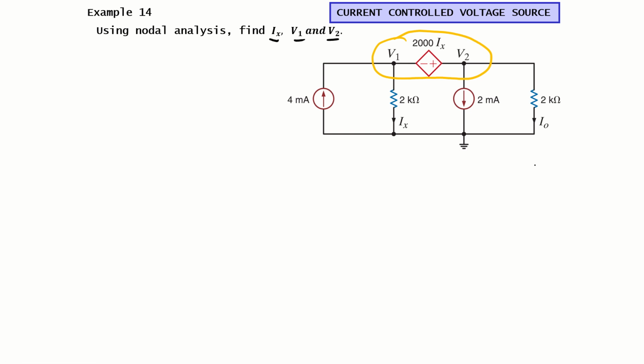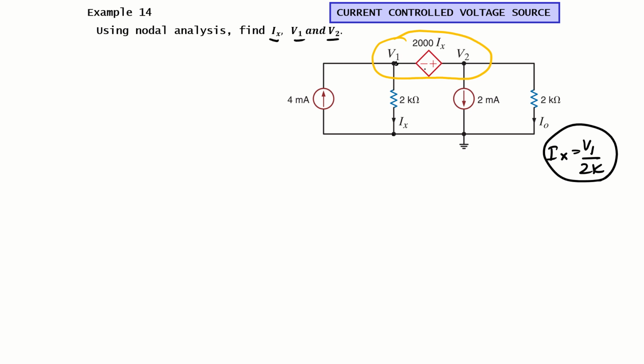So what is Ix? Ix is the current through the 2 kilo ohm. What will that be? V1 minus 0 divided by 2k. So we can write the control equation for the variable that we need to find. The second thing is to find the value of V1 and V2, the voltages here, which we can find using nodal analysis.